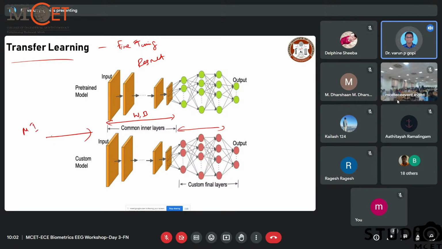When I am training with the medical imaging data, up to this point it will take the weight and bias of the ResNet, which is trained on ImageNet. After that, it will train with the medical images. Now my network is trained with the medical images, and we can use medical images to test the network. So this is known as transfer learning with fine tuning. For medical imaging applications, we have to use transfer learning with fine tuning.